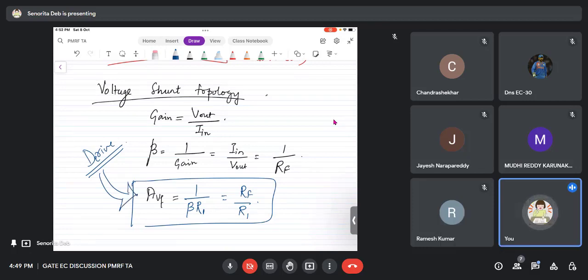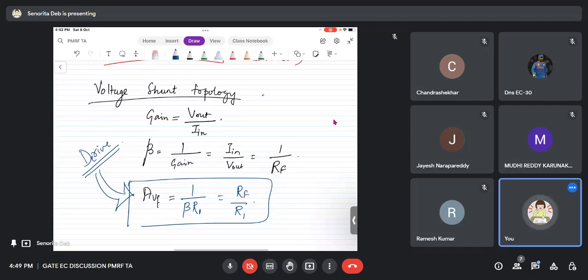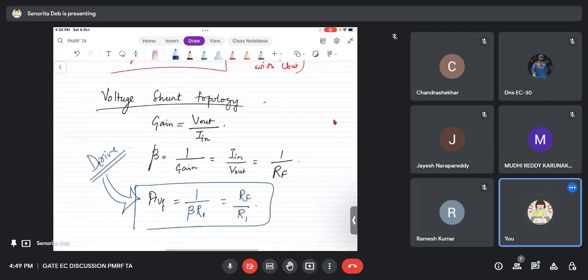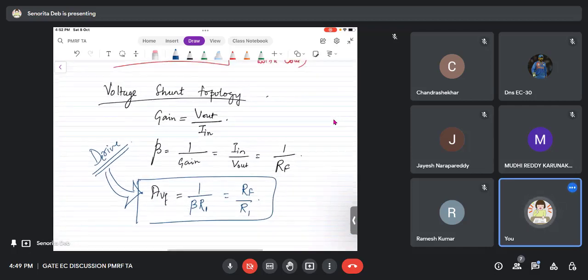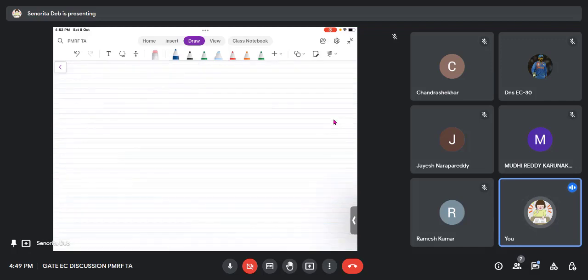I have the 2022 paper. I'll just see that. Okay, so this was voltage shunt. Quickly let me show you non-inverting, and then I will solve one question from the 2022 paper, as he was saying.